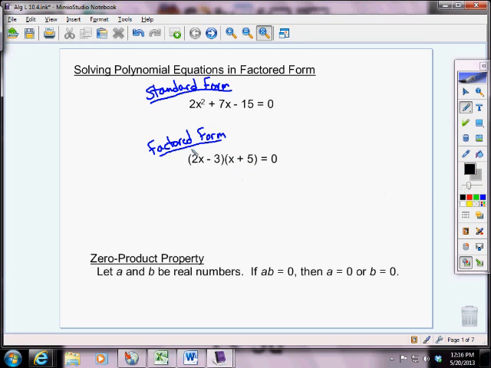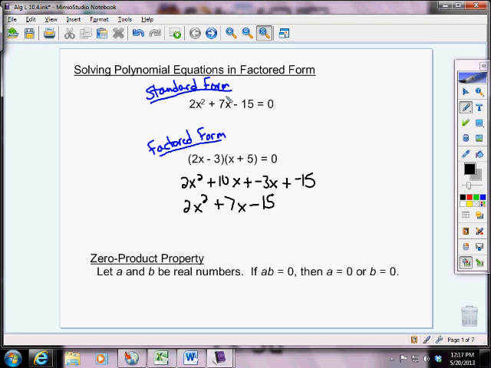Just to show you real quick, and you wouldn't have to do this, if we were to multiply this out, our first terms, it would be 2x squared. Outside is 2x times 5, which would be 10x. Inside is negative 3 times x, so plus a negative 3x. And last is negative 3 times 5, which is a negative 15. We end up with 2x squared plus 7x minus 15. And remember, that's what we have right here.